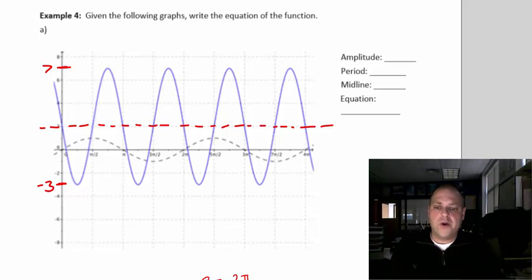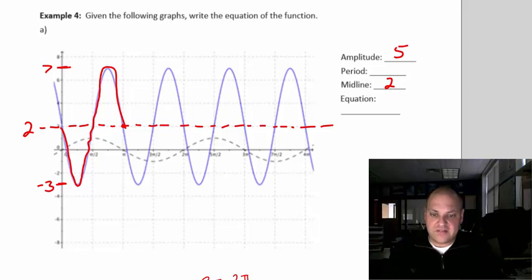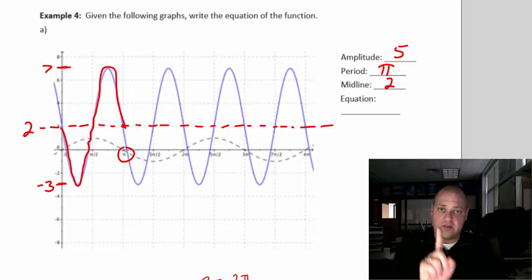Because if you're at 2, you go up 5 to get to 7, you go down 5 to get to negative 3, right? So that distance that you're going up and down from the midline is 5, and guess what? That's the amplitude. So I have a 5 amplitude. My midline we said was 2. My period is, well, let's see, here's one full cycle. One full cycle is that. So where does that stop? Right here at pi. So my period is pi. You just got to look at the graph and find how long it takes for one cycle.